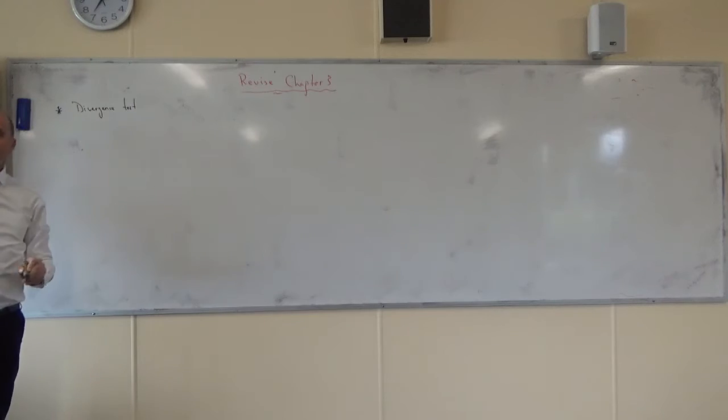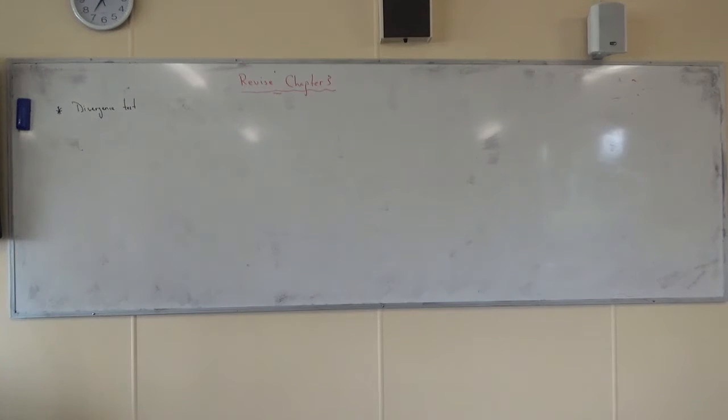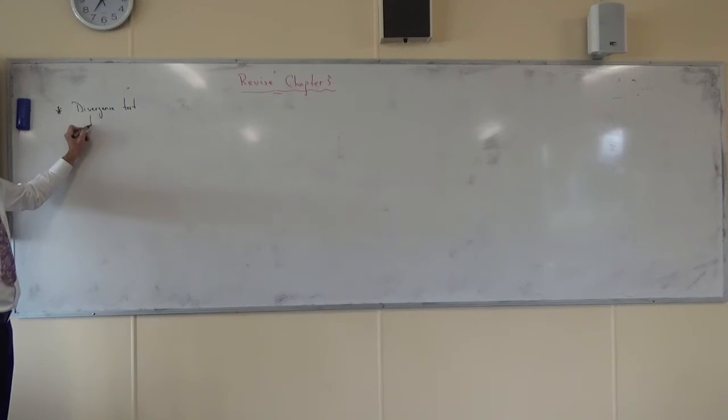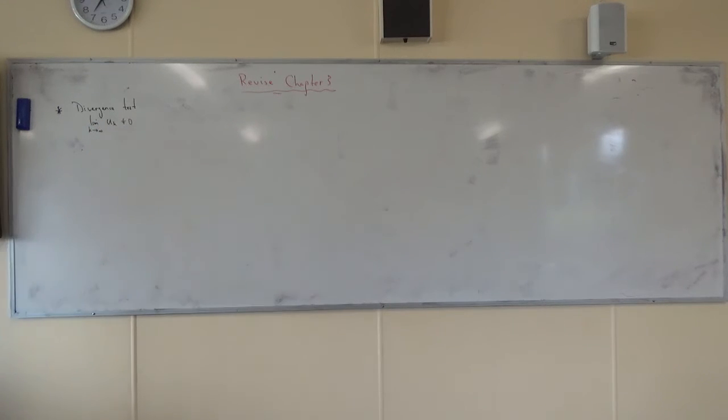Susan, can you remember what the divergence test is? It's the limit as k approaches infinity of uk. If that doesn't equal 0, then that series will diverge, yeah? That was the first one. Then the second one we talked about was the comparison test, wasn't it?